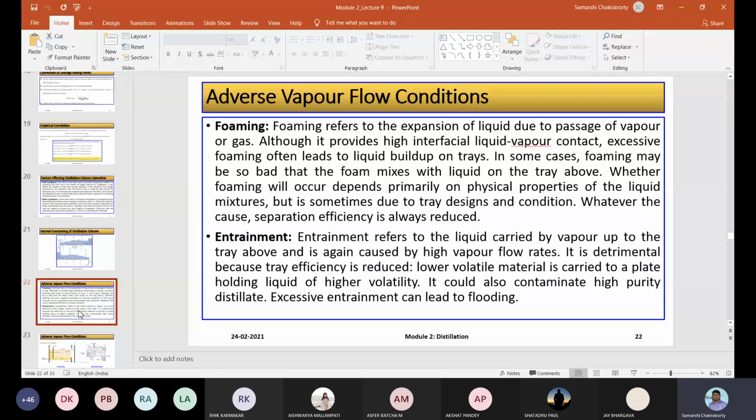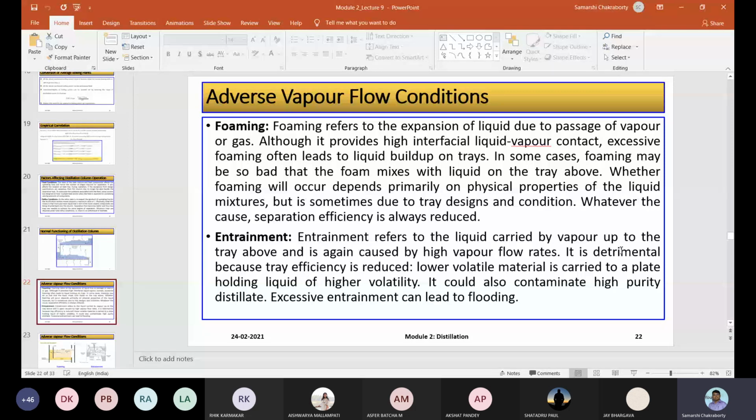Now what is entrainment? Entrainment refers to the liquid carried by vapor up to the tray above and is caused by higher vapor flow rates. When your vapor flow becomes severely high, foaming starts to happen. Then when you further increase the vapor flow, your liquid starts to get carried over by your vapor to the tray above. This is caused by higher vapor flow rates, which is detrimental because it reduces tray efficiency.